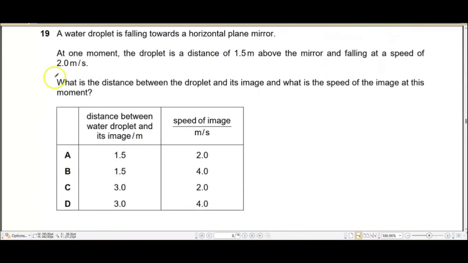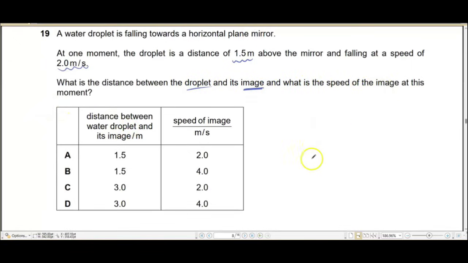Question number 19. A water droplet is falling towards a horizontal plane mirror. At one moment, the droplet is at a distance of 1.5 meters above the mirror and falling at a speed of 2 meters per second. What is the distance between the droplet and its image? And what is the speed of the image at this moment?